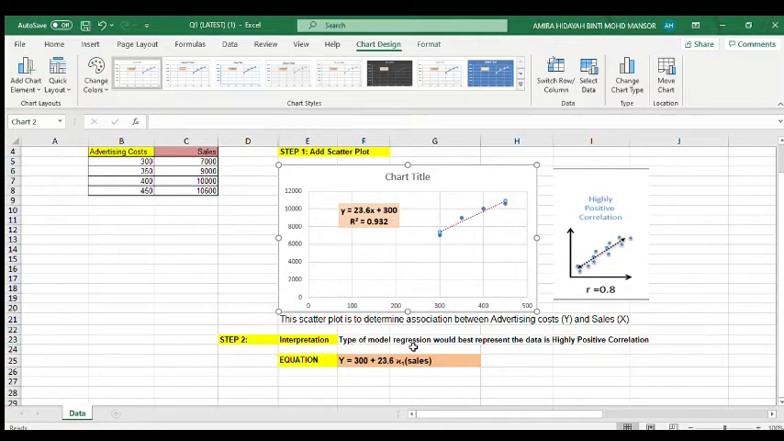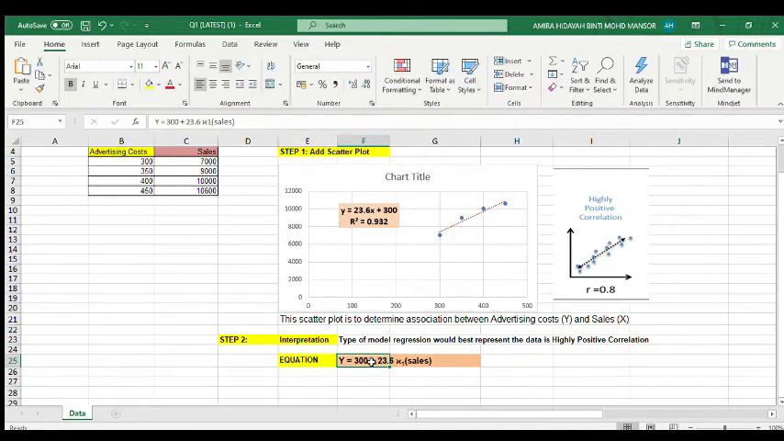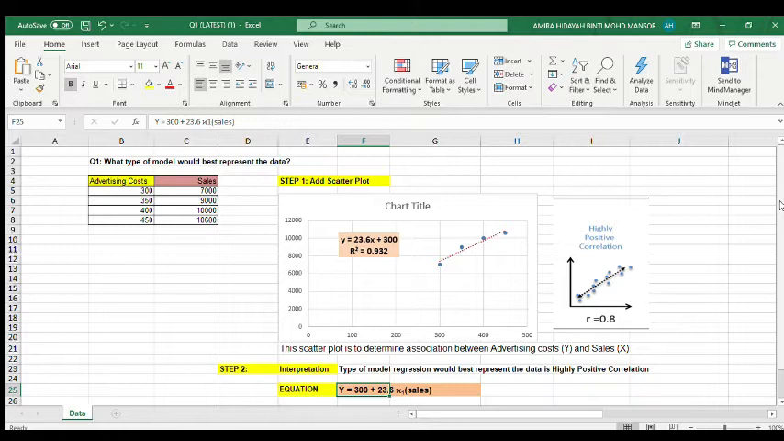We just jot it here. The type of model, regression, that would represent the data is a highly positive correlation. Why do I say highly positive correlation? Because the value is 0.8. The equation is y equals 100 plus 20x. That's all from me for question 1.